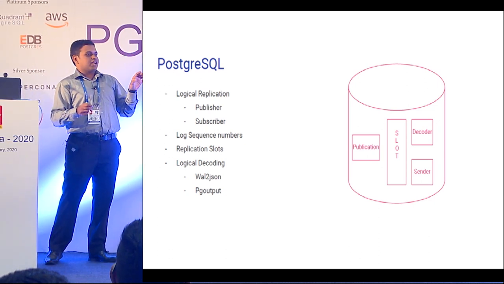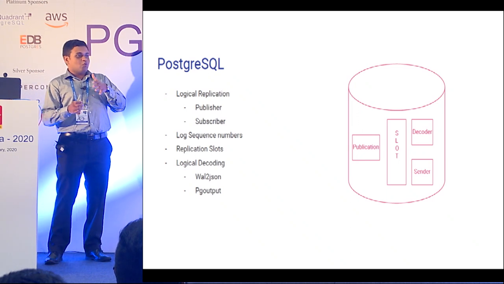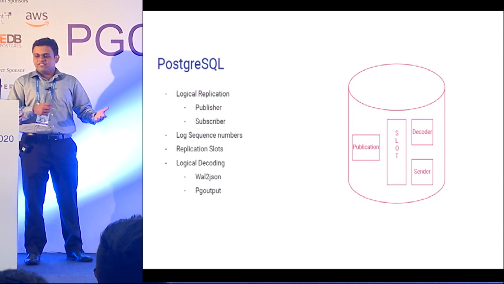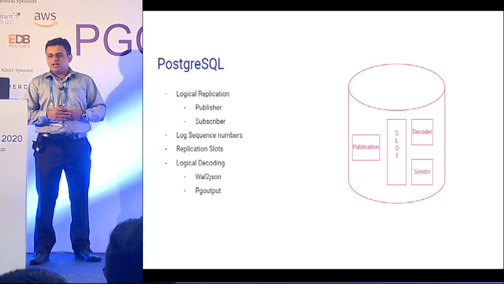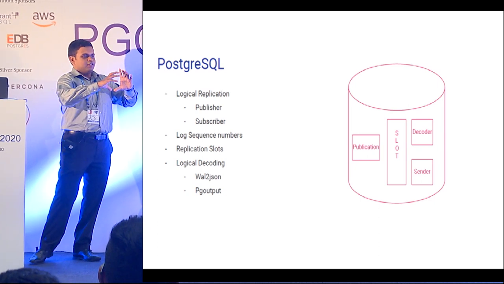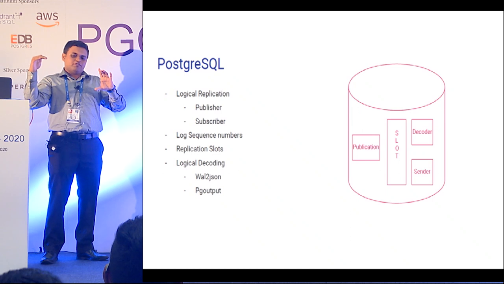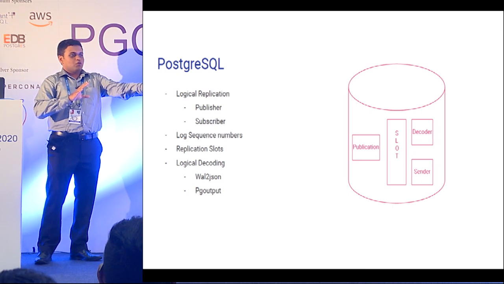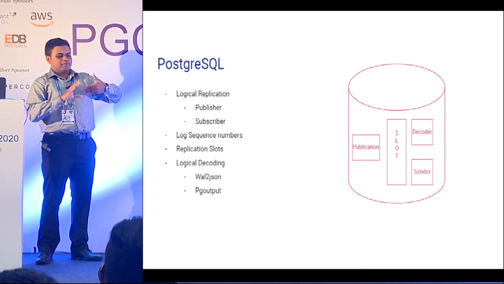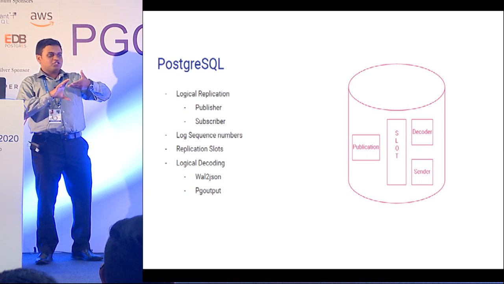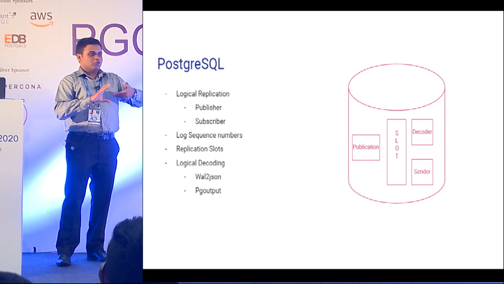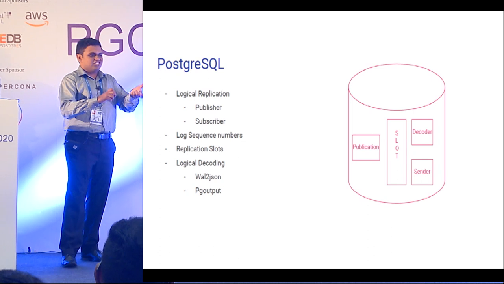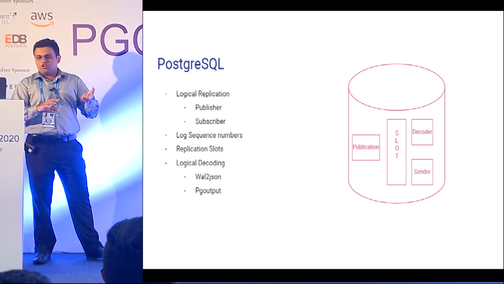How logical replication maintains the information about how far the events have been transferred from the master to the slave is via log sequence numbers. Replication slots are like apparatuses: when the publisher publishes, the data goes through a replication slot and then out to the WAL sender. The replication slot's purpose is not to convert it into a human readable format, like pretty JSON. For that, we have logical decoders.